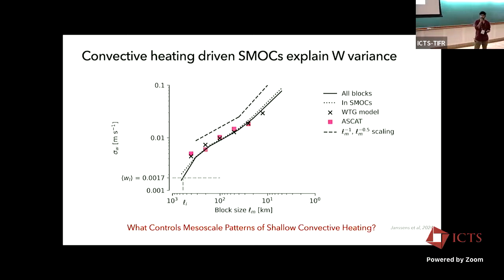I have a question too. You're using the WTG approximation quite low in the atmosphere. Yes. We kind of think that it might be a little tricky because you feel the surface friction at this altitude, but it seems to be working. Yeah.